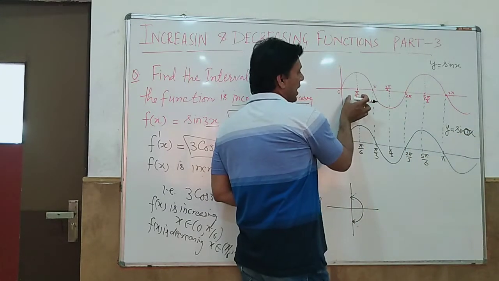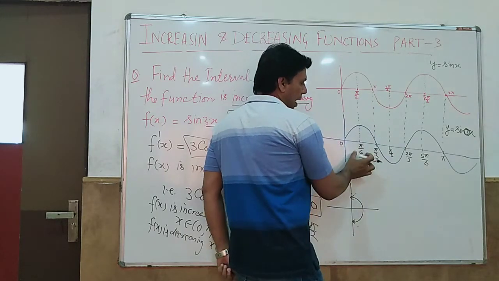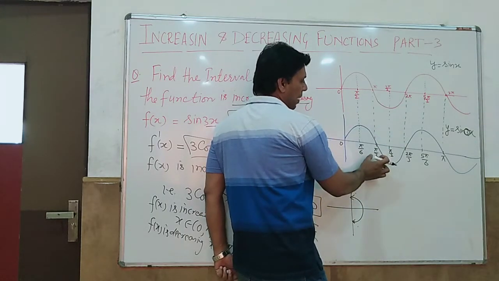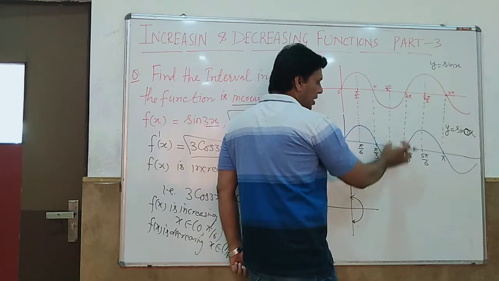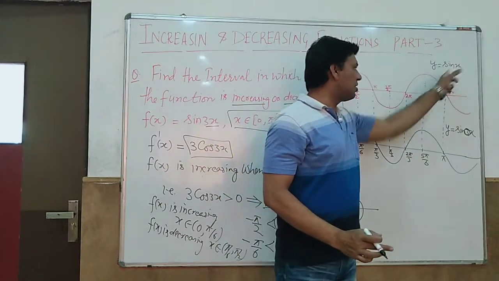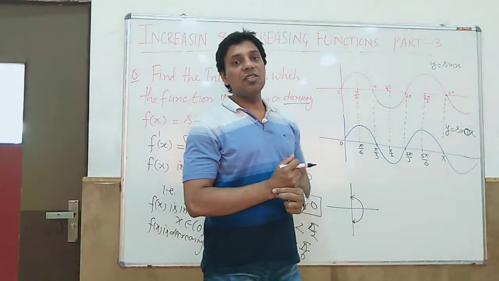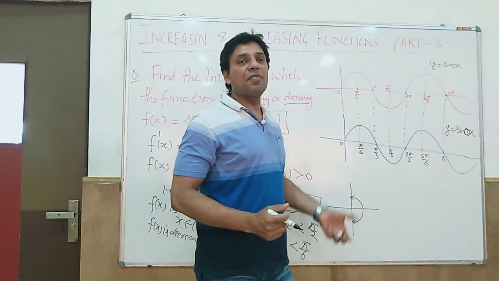So I will divide each number by 3. 0 by 3 is 0. Pi by 2 by 3 is pi by 6. Pi by 3, pi by 3. 3 pi by 2 by 3. So I have divided all the points of sin x by 3 and I have got the curve of sin 3x. So this is the curve of sin 3x.